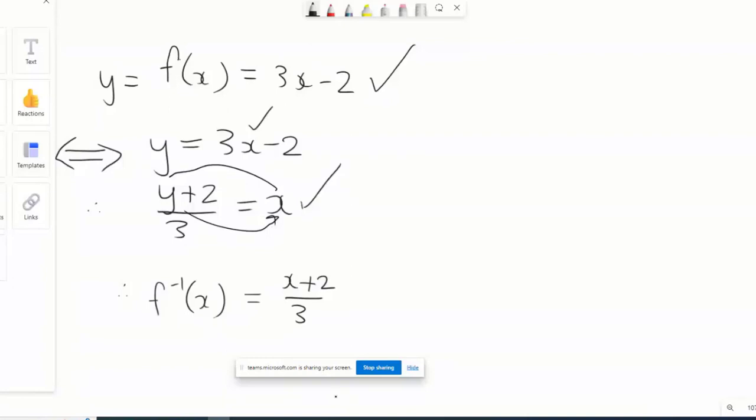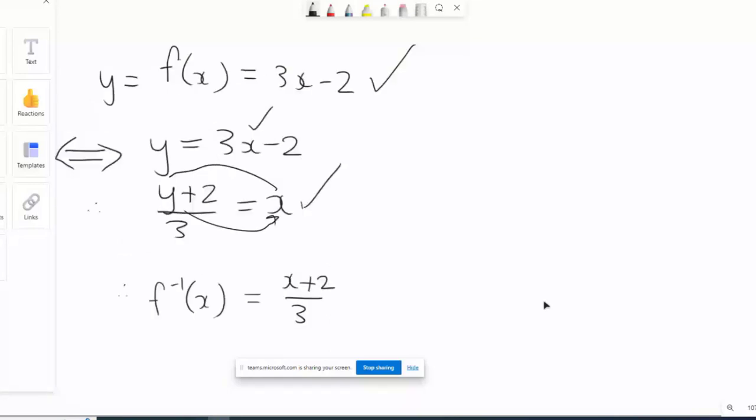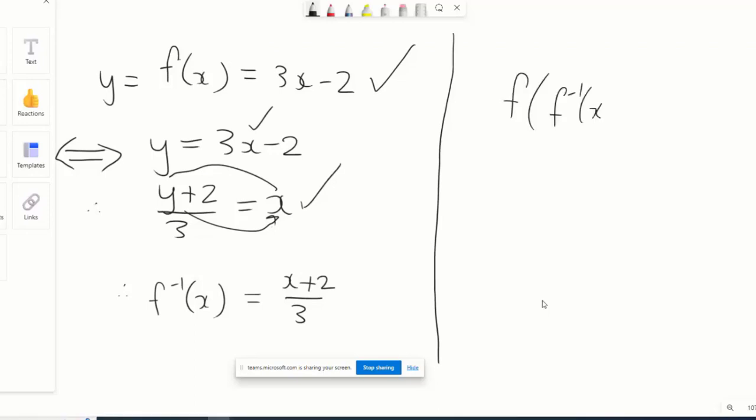Okay. Let's see what will happen if we do a composition of these two functions. Have you done compositions of mappings, combinations? Okay, so remember what it says. It says that f of f inverse of x is equal to x, right? Let's see if we get this now.